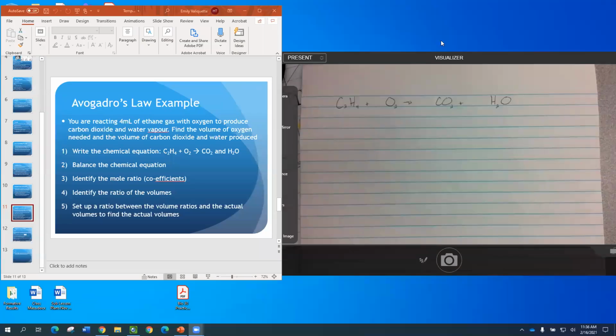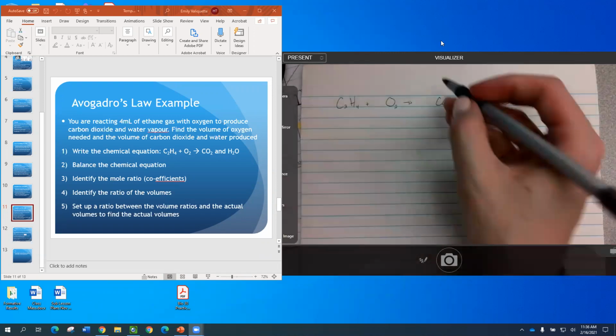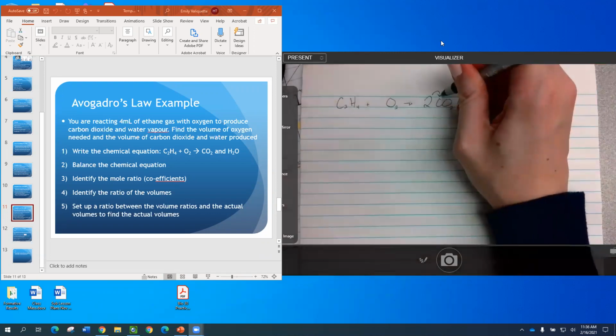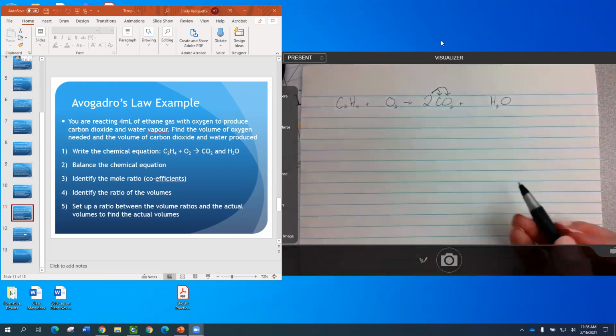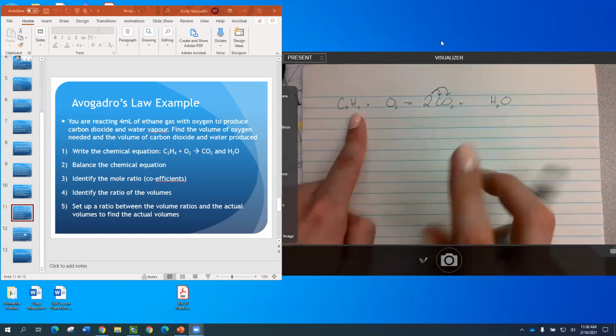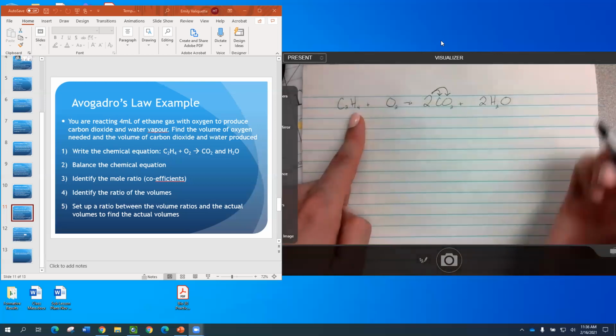Okay, so I've got my equation written out here, and the first thing I need to do is balance this. So I'm going to look at my C's first, and I have 2 carbons on my reactant side. I only have 1 carbon on my product side. So I will add a coefficient here. That now applies to both the C and the O. So now I have 2 carbons on both sides. Then I'm going to look at my H's next. I've got 4 H's on this side. I've got 2 H's on the other side. So I will put a 2 in front here.